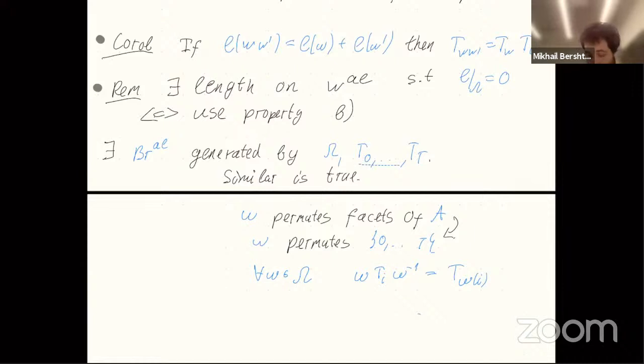Yes, so the defining relations of this group are relations in this group Omega, which is usually some finite group like C3, the braid relation between the T's, and the commutation relation between omega and the T's, which is like this.